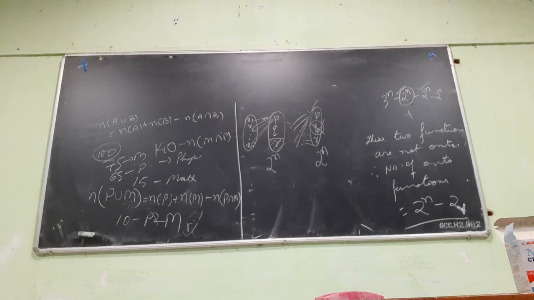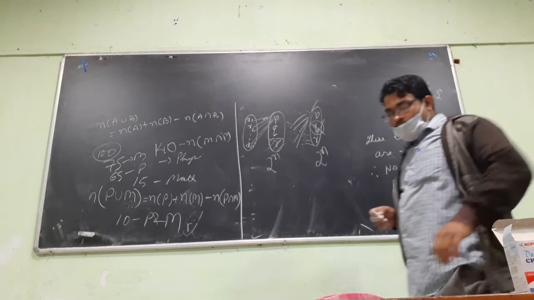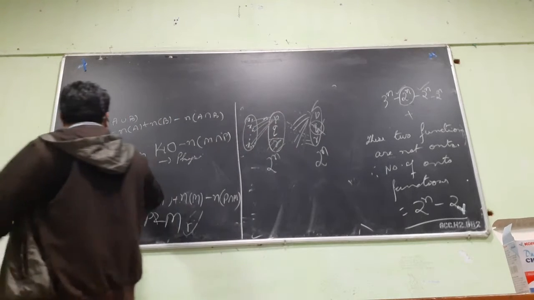Try to think again and try to write it in a proper way using sets. How will you write this? What is the total number of functions?